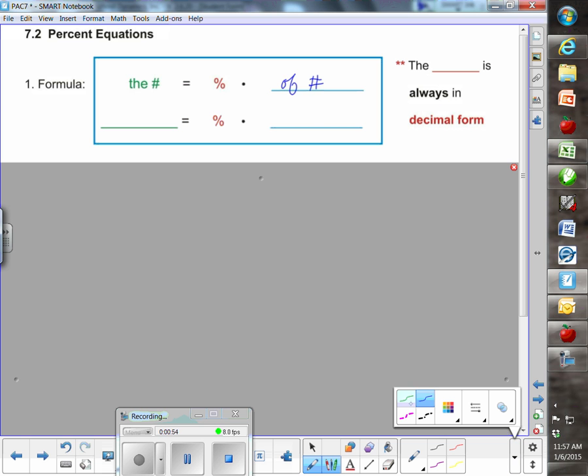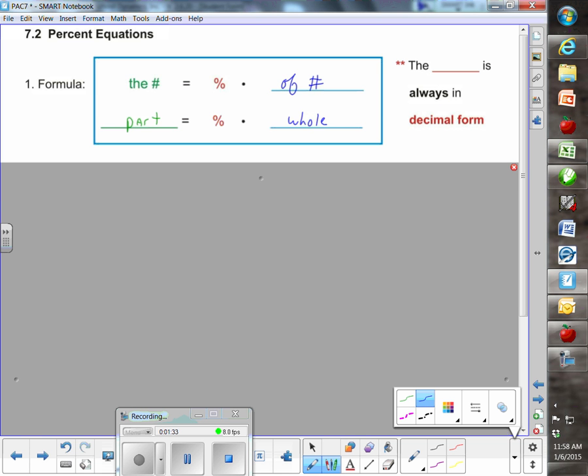Your book puts it this way, and your book has finally gotten around to a decent way. It used to be nobody had any kind of formula, and so I came up with the number equals the percent times the of number. The book has a decent way of thinking of it as well. It's the exact same formula in a different form: part equals percent times the whole. Those are two different ways of looking at the same thing. The number equals the percent times the of number, or part equals percent times the whole.